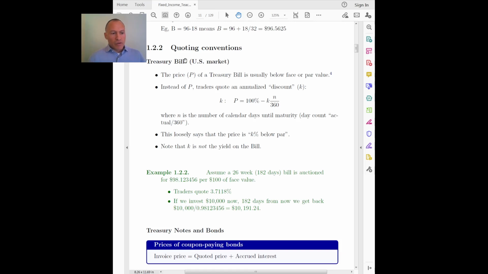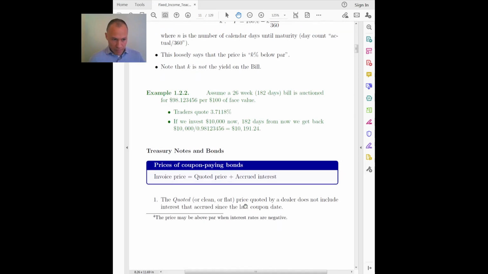Okay, so the first quoting convention is for Treasury bills. This is very specific to the US market. This does not make any sense to me. I don't know why they do this. I'm just writing this here because in the book there are some examples and some exercises, and this is how they quote Treasury bills. So please read through this, do the exercises, and if you have any questions, let me know, but I don't want to spend time doing this.